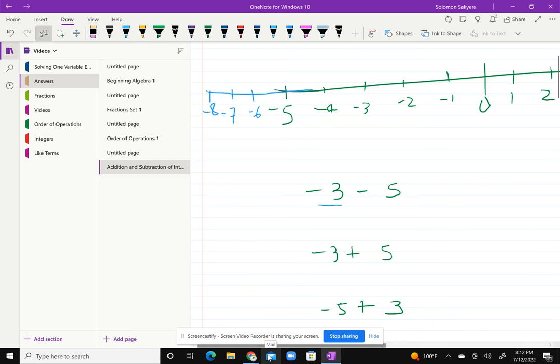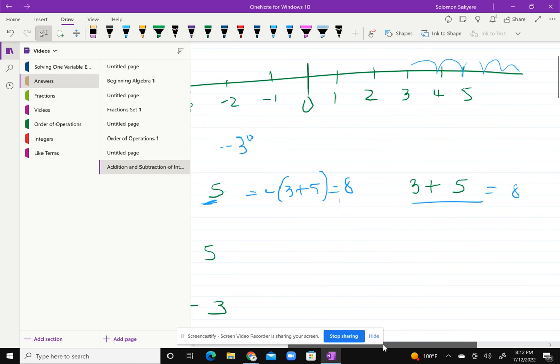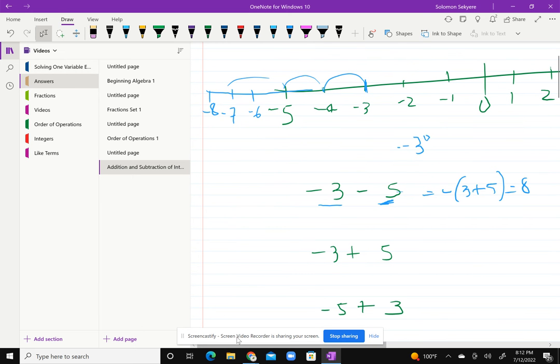Okay, what if you have a negative number, like negative 3 degrees, and then it says minus 5 degrees? When you're subtracting, you go to the left, you count 5. So you end up with negative 8. This is the same as negative of 3 plus 5, and you get negative 8. Two positive numbers add up, you get 8, and a negative number minus 5, you get negative 8.